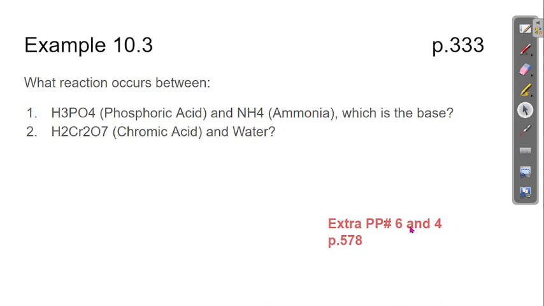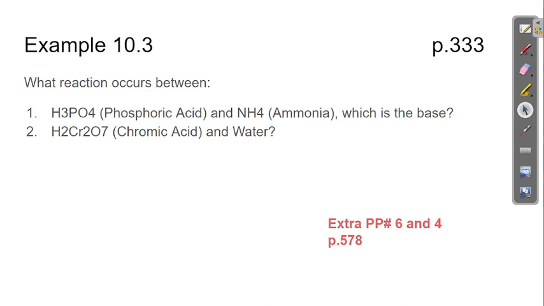Okay, apply these to this example, and then we're going to do some practice problems, extra practice problems 6 and 4, to cement this information. Example 10.3 reads like this. It's on page 333, and this is the last one. What reaction occurs between phosphoric acid and ammonia, which is the base?